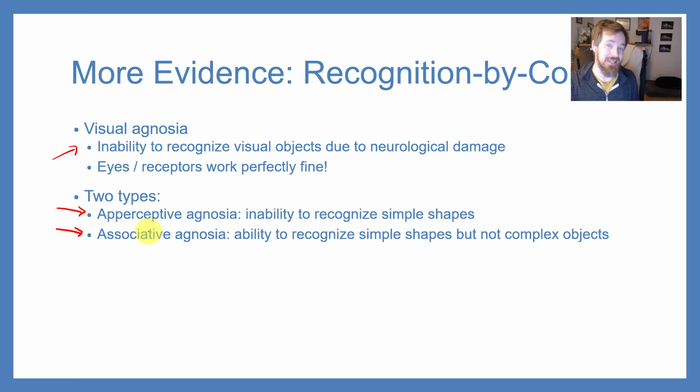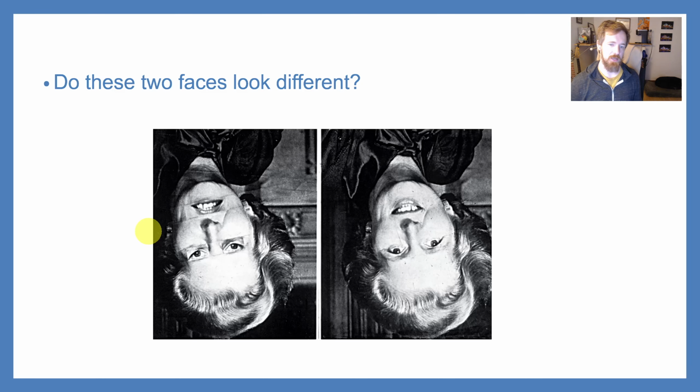All right, let's finish up by talking about face perception. So we're going to be talking about this face or this person or whatever. So do these two faces look different? I'll give you a second here while I take a sip of coffee. Okay, the fun thing about this is that, before I spoil it for you, this is called the Thatcher effect. It's called the Thatcher effect because it uses an image of Margaret Thatcher.